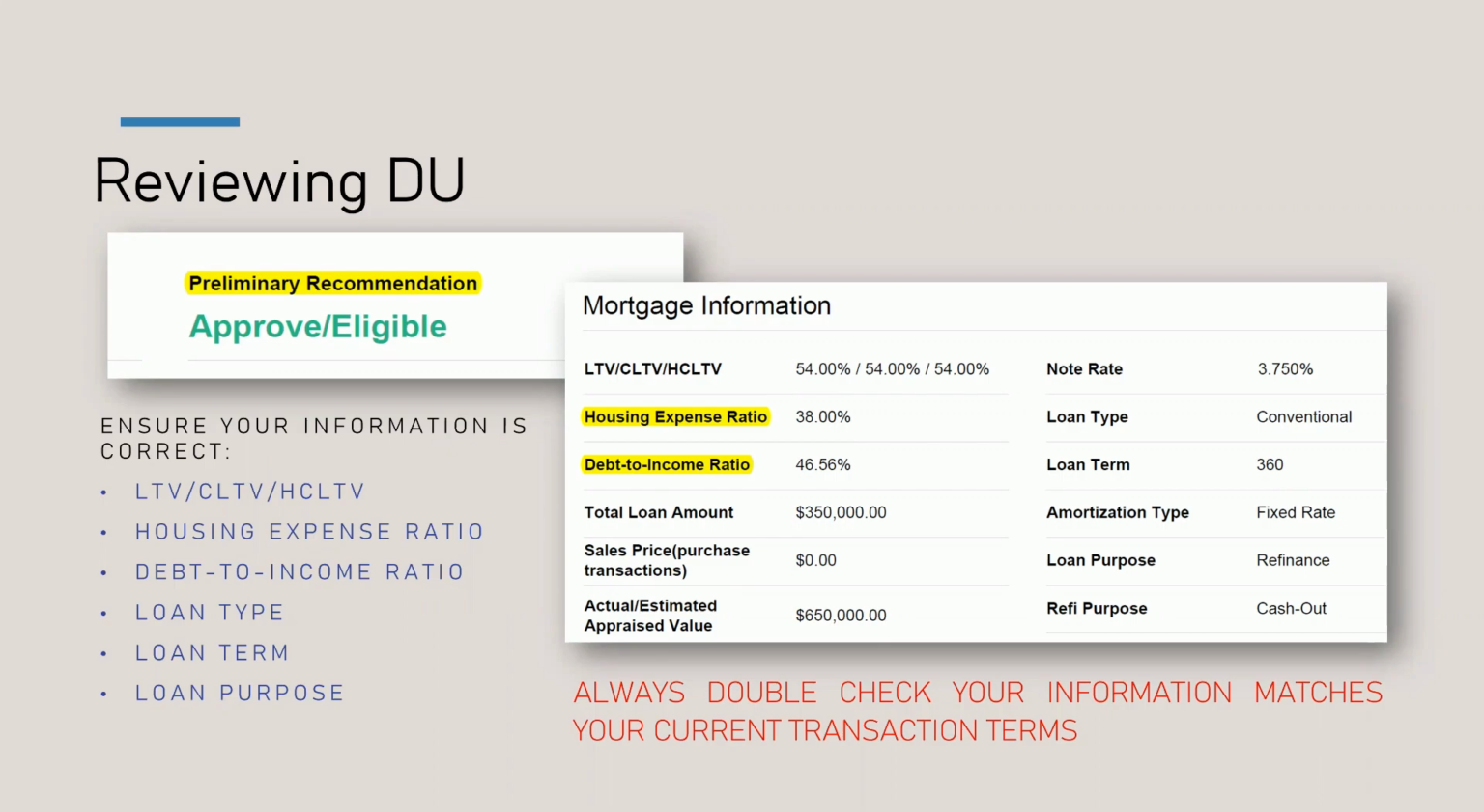So just make sure that when you are running DU and LP that you're ensuring that your information is correct, your LTV, your housing ratio, your debt to income ratio, and that this is matching your Encompass. I've seen it happen before when we receive these and then loan amounts change or purchase price changes or something like that, and of course, this does not match. So we want to make sure that this is matching when you're actually submitting it, so it's matching to your current status of your loan. So if you ran it, let's say for a pre-approval, but your purchase price changes, you do need to rerun it again.